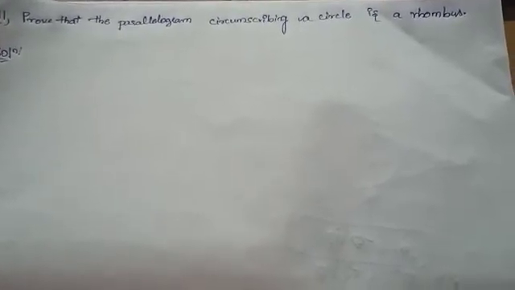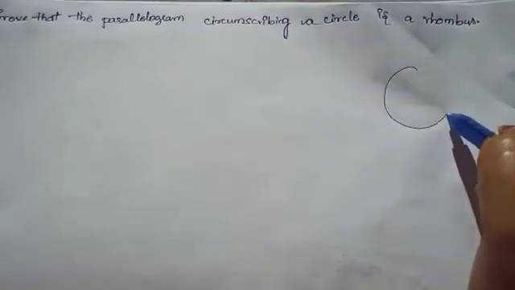Discuss 11th question in circles. Prove that the parallelogram circumscribing a circle is a rhombus. Let's draw the figure. This is the circle.